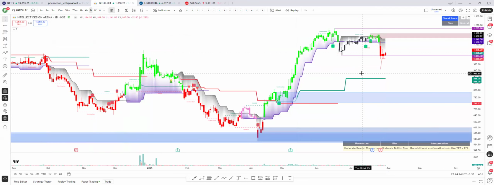Okay, so that is about intellect. Then I have explained what the black line is.